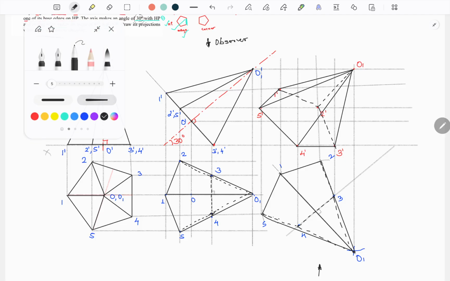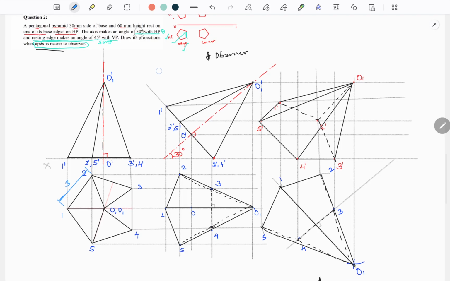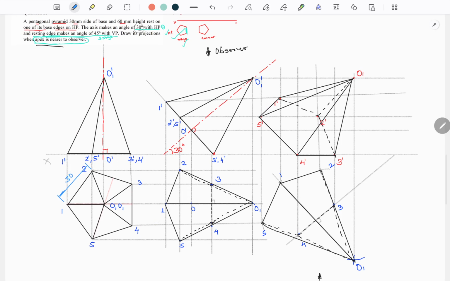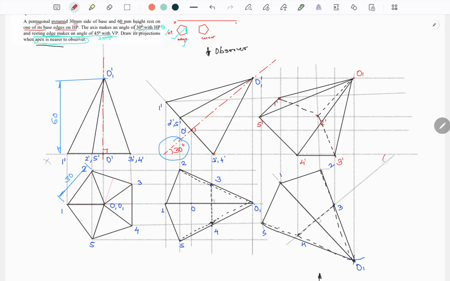In this, what are the dimensions required? We need to give the dimensions. How much is the edge of the base? 30 millimeter, and height is how much? 60 millimeter. Height 60 millimeter. Already we have shown this 30-degree inclination. Here you show this 45-degree incline. The edge is inclined at 45 degree. Done.